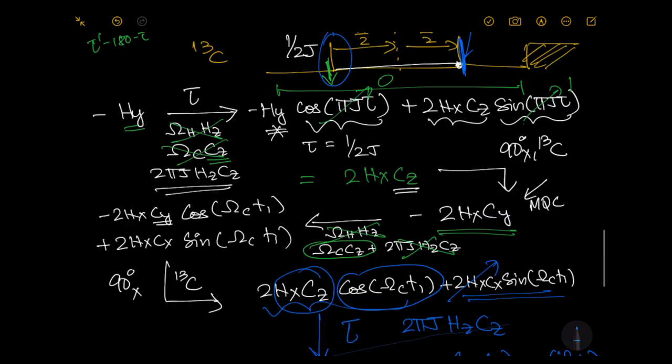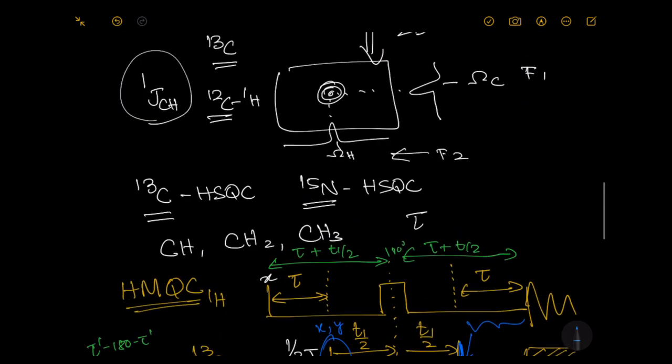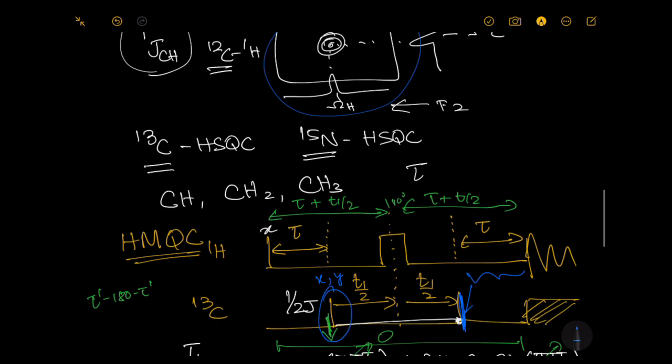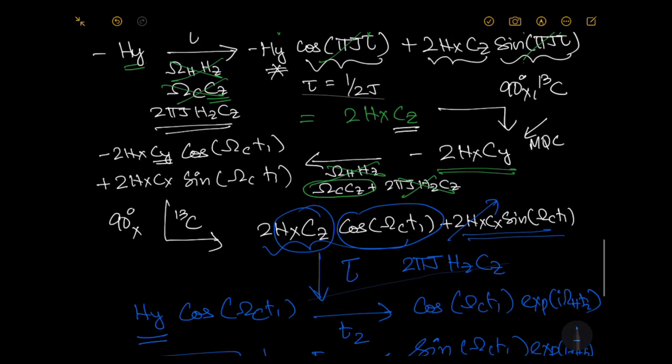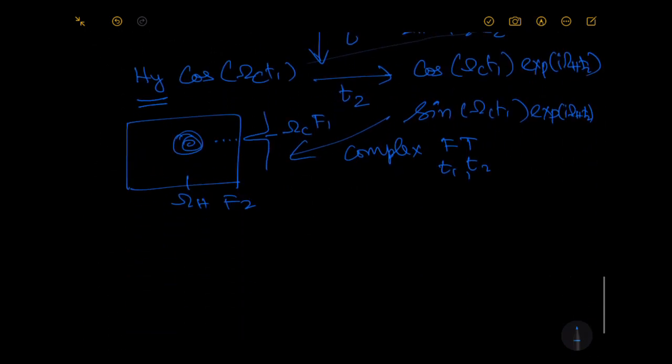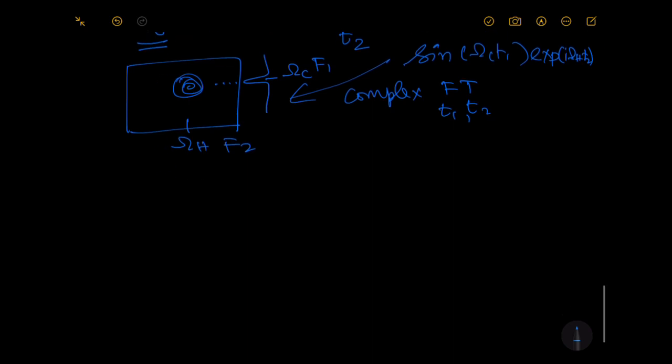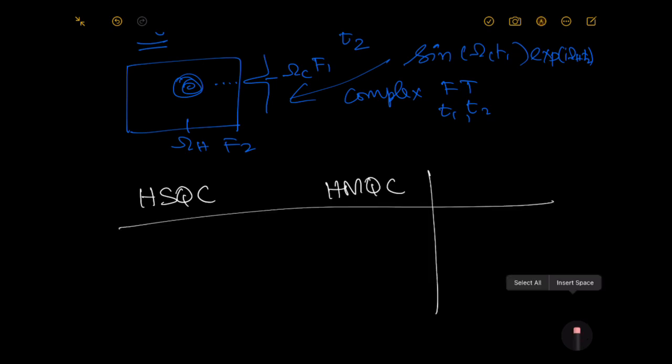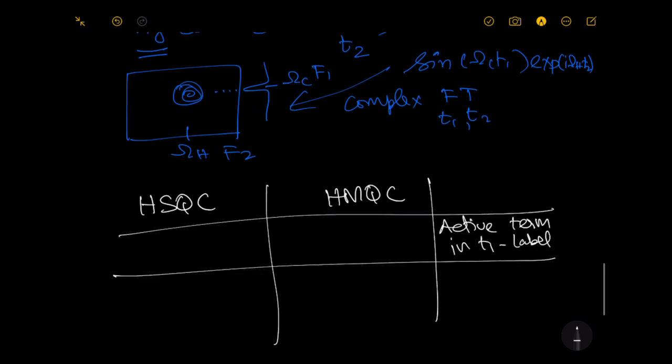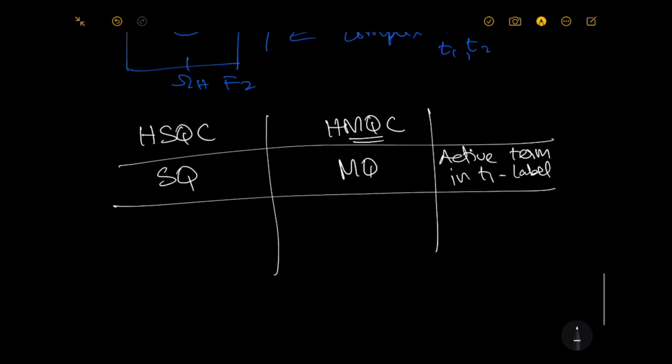So you would realize that the spectrum obtained from an HSQC and an HMQC, although looking similar, have their differences. Let me quickly list out a few differences, HSQC versus HMQC. The first is the active term in T1 labeling. Here it's SQ, here it's MQ, which gives the name of the experiment itself.